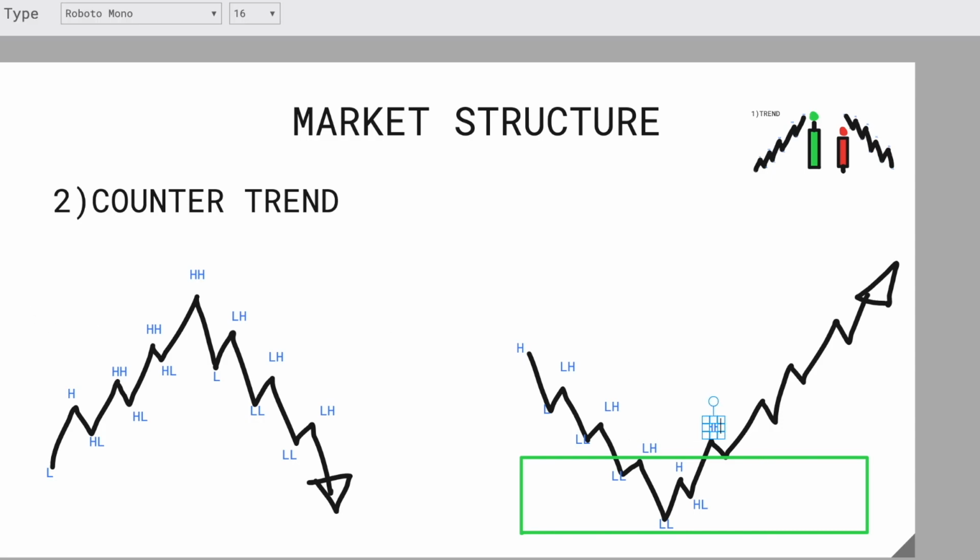This is our higher high. Higher low. Higher high. Higher low, and so on, so on. We move into the upside.